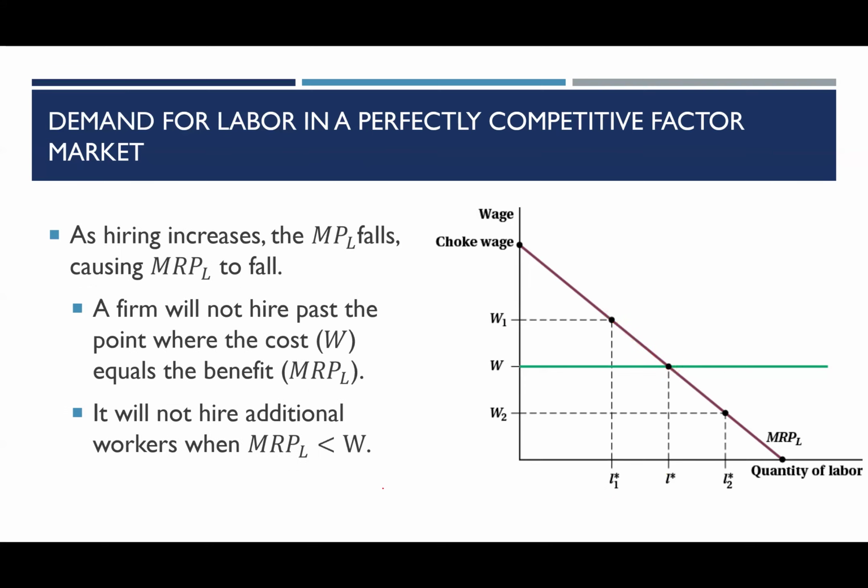If instead we're at amount of labor L star 2, we see that the firm values those additional units below the market wage, below the cost for those workers. And so what the firm's going to do is reduce the amount of labor they hire until that last worker that remains hired provides the firm a benefit exactly equal to what it costs the firm to have them on the payroll.